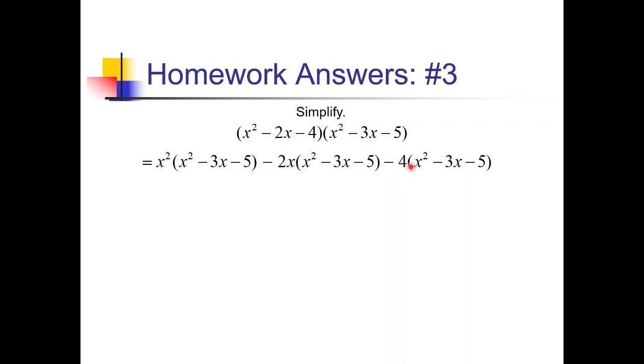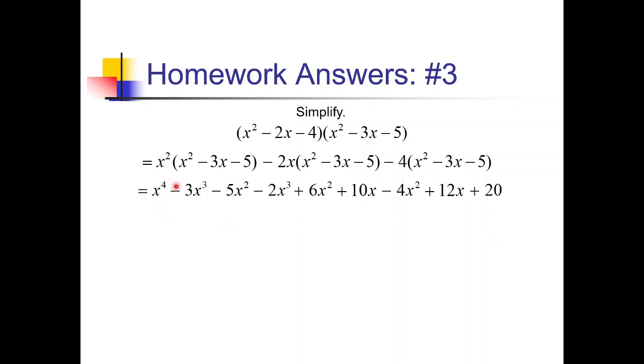So distributing in each of these cases now, x squared times x squared is x to the fourth. x squared times negative 3x is negative 3x cubed. And then we have negative 5x squared. Next, this is going to be negative 2x to the third. Negative 2x times negative 3x is positive 6x squared. Negative 2x times negative 5 is positive 10x. And now we distribute this negative 4. So this is going to be negative 4x cubed, positive 12x, and negative 4 and negative 5 gives us positive 20. All right, time to go through and combine like terms.